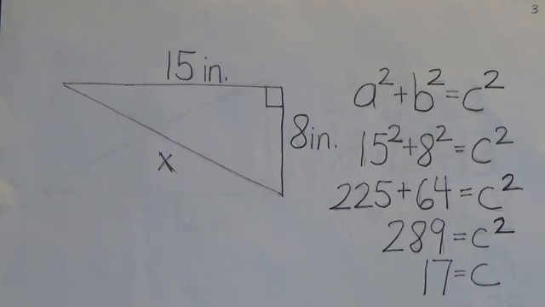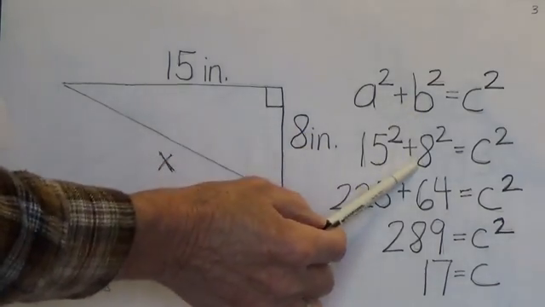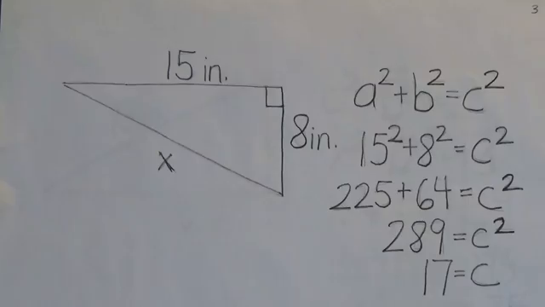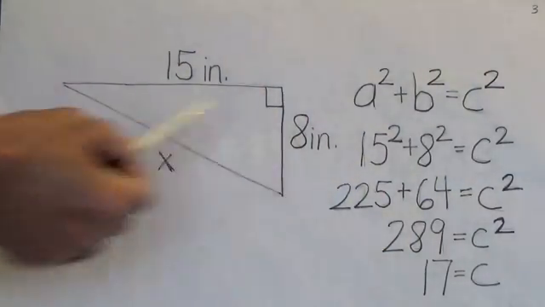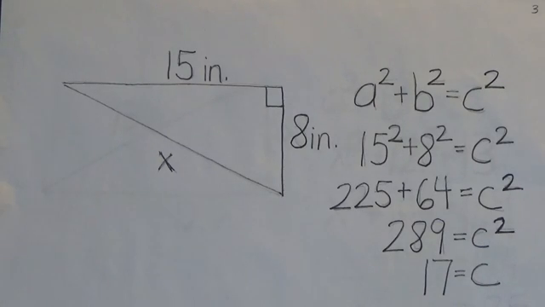So we have a squared plus b squared equals c squared. And actually c, we're looking for x. Okay? So we have 15 squared, 15 times 15 is 225. 8 squared, 8 times 8, 64. So 225 plus 64 equals c squared. Add 225 plus 64, we get 289.